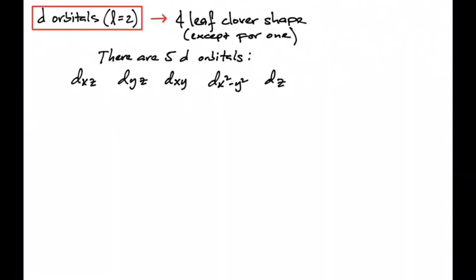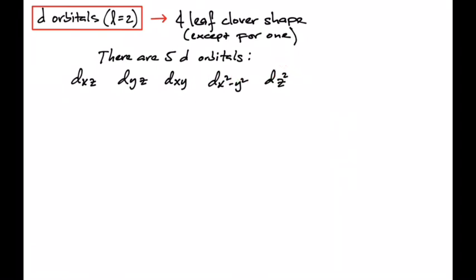And that's why we have the dxz, dyz, dxy, dx squared minus y squared, and dz squared. So what do these subscripts tell us? Like, for example, the xz, the yz, xy, x squared minus y squared, and z squared.